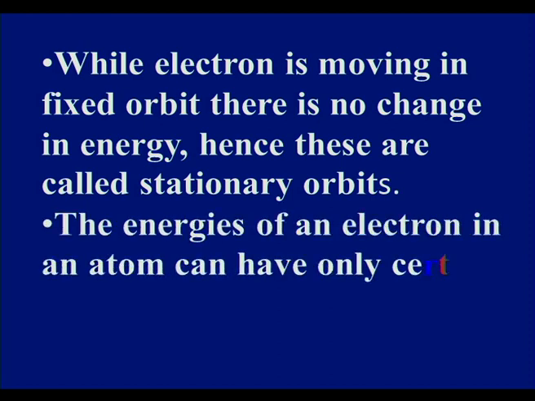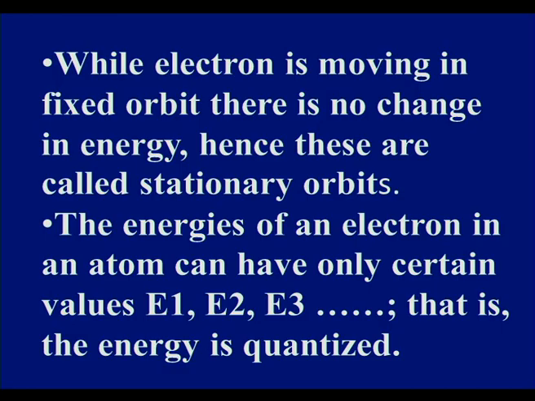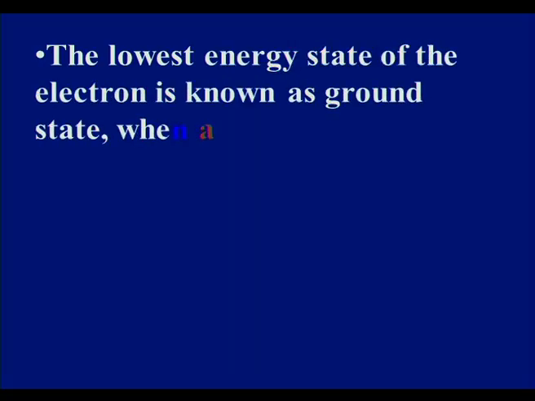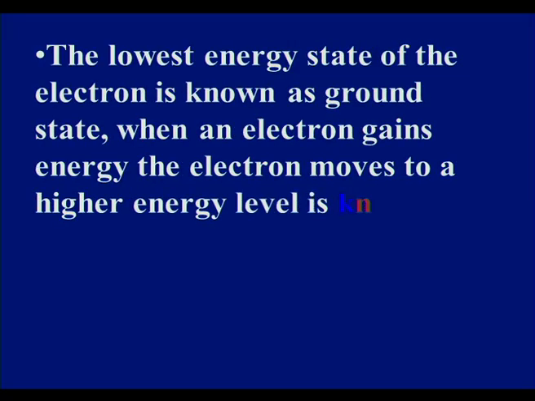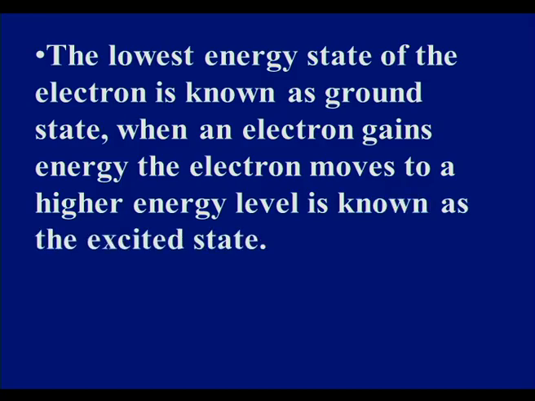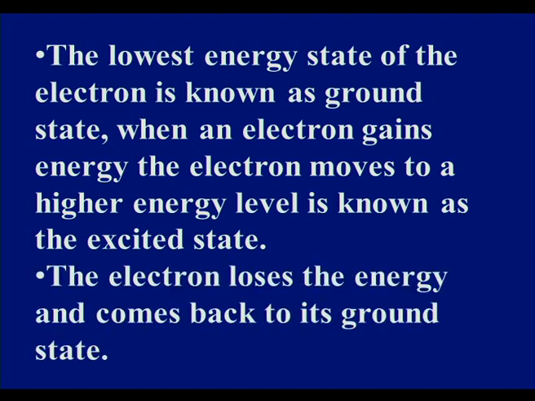The energy of an electron in an atom can have only certain values like E1, E2, E3 and so on. That is, the energy is quantized. The lowest energy state of the electron is known as the ground state. When the electron gains energy, it moves to a higher energy level, known as the excited state. The electron loses the energy and comes back to its ground state.